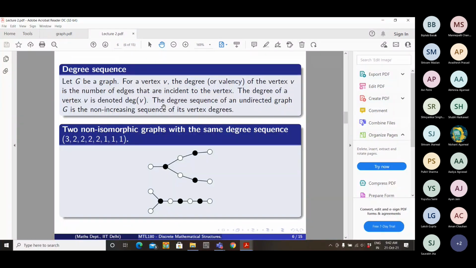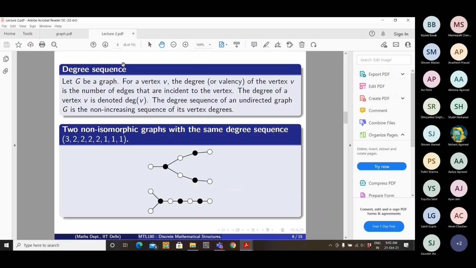Generally we denote it by deg(v) or d(v), but deg(v) is better to use. Now what is the degree sequence of a graph? In a graph G, if we write down the degrees of all the vertices in non-increasing order, then we will find a finite sequence, and this sequence will be called the degree sequence corresponding to that graph.